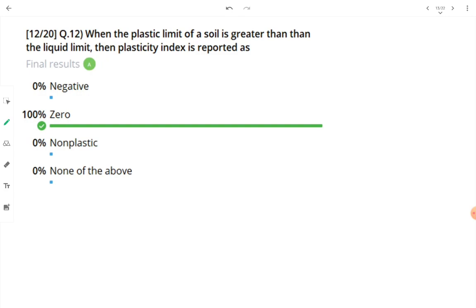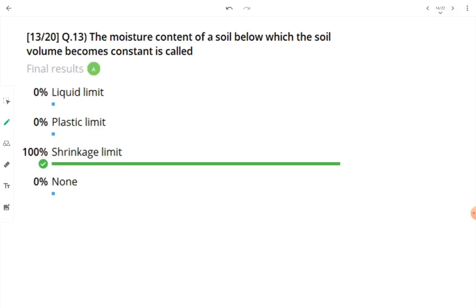When the plastic limit of a soil is greater than the liquid limit, then the plasticity index is reported as 0. Then, the moisture content of a soil below which the soil volume becomes constant is called the shrinkage limit. There will be no shrinkage after this limit and the soil is going to attain a constant volume.